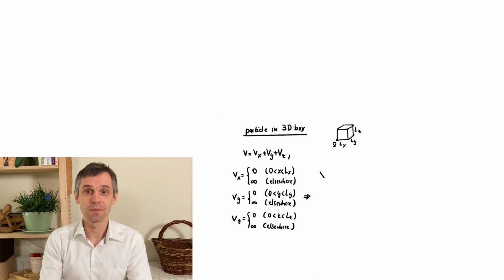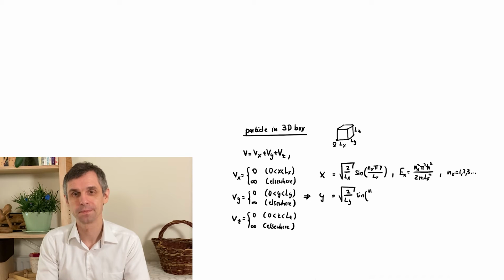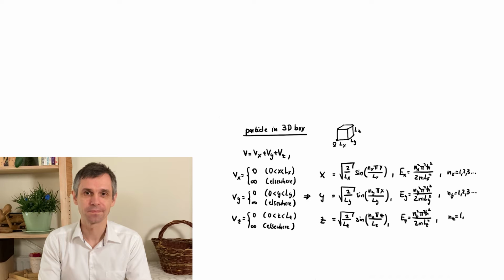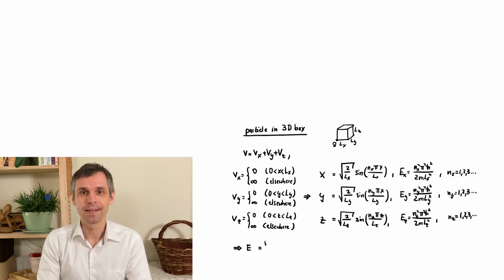Now we know the solutions of the one-dimensional problems already, so we can write them down immediately along with their energies. So the total energy is a sum of these energies and the corresponding wave function, the product of the individual wave functions.